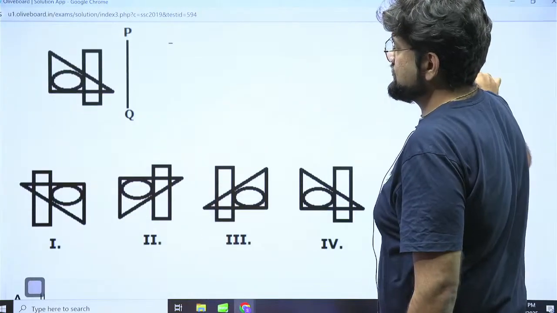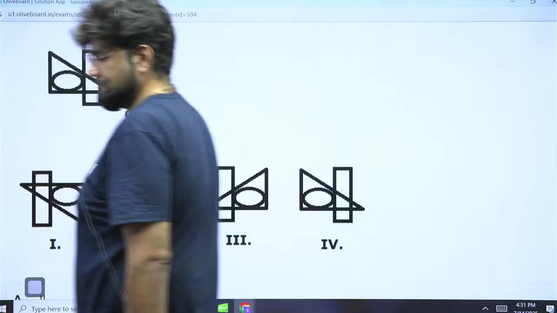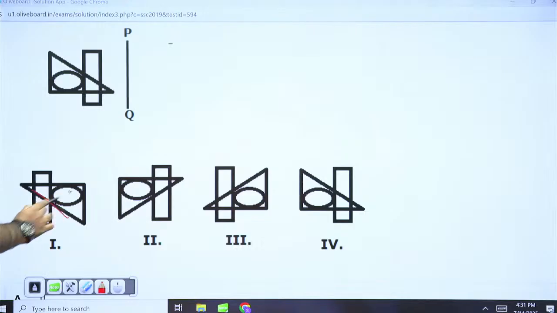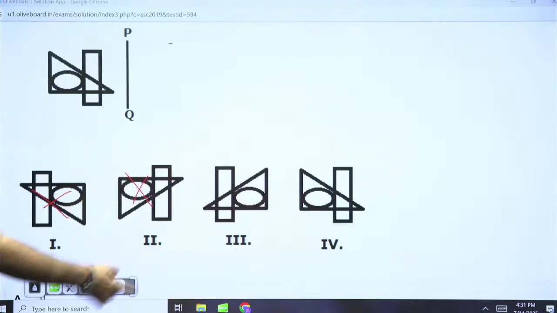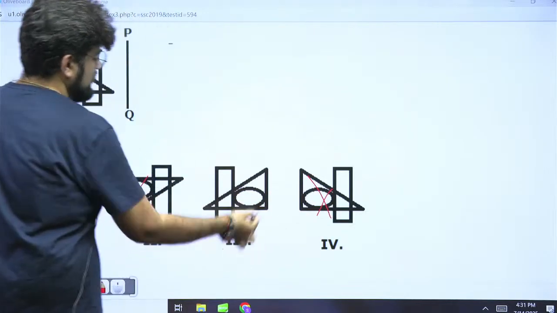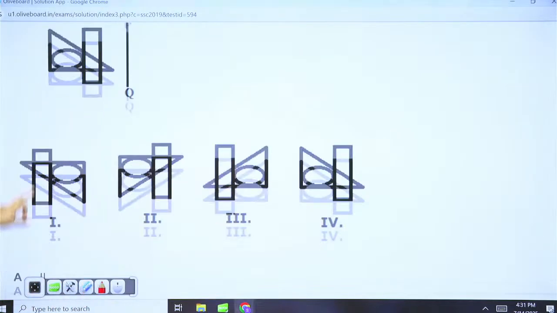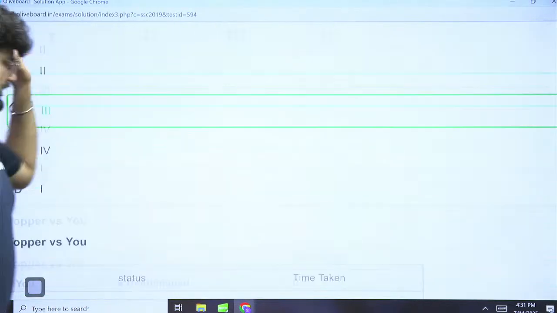Again mirror image. Correct, very good. So the rectangle will come first, the triangle will stay similar only, it will not bend down here like this. So this is gone, this is gone, this is also not possible. Option 3 is the only right answer. Just by looking at the triangle you can give me the answer. So figure 3, option B is the correct answer.